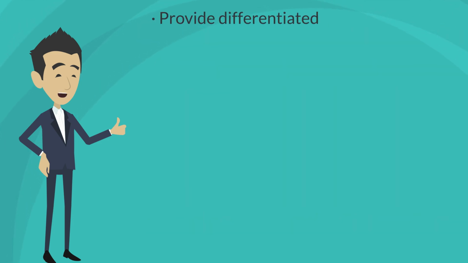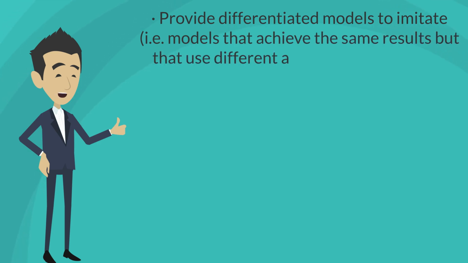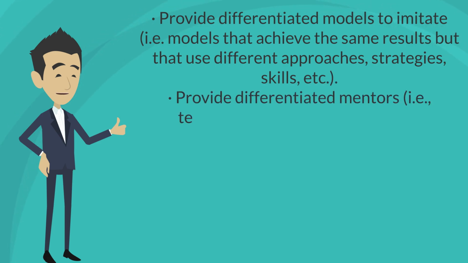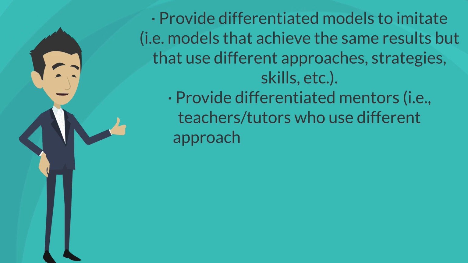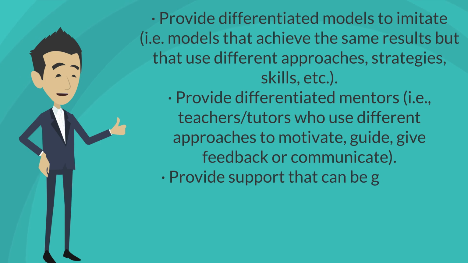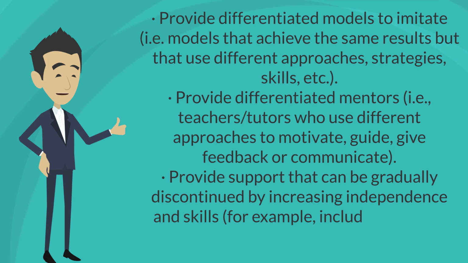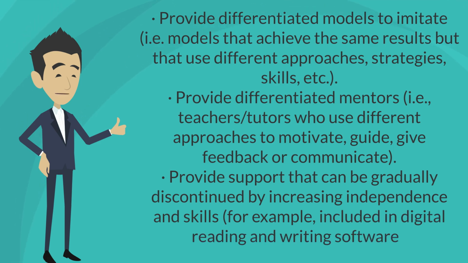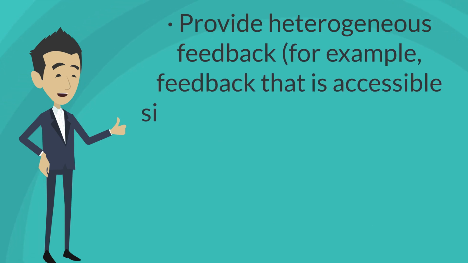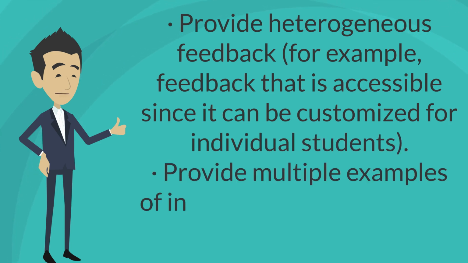Tips: provide differentiated models to imitate, i.e. models that achieve the same results but that use different approaches, strategies, skills, etc. Provide differentiated mentors, i.e. teachers, tutors who use different approaches to motivate, guide, give feedback or communicate. Provide support that can be gradually discontinued by increasing independence and skills, for example, included in digital reading and writing software. Provide heterogeneous feedback, for example, feedback that is accessible since it can be customized for individual students. Provide multiple examples of innovative solutions to real problems.